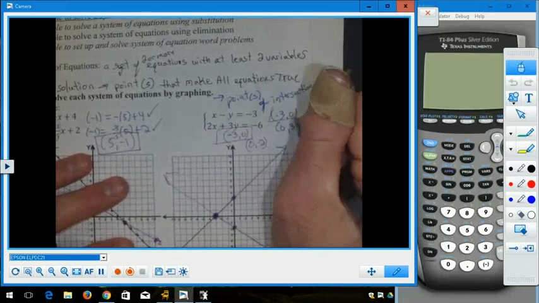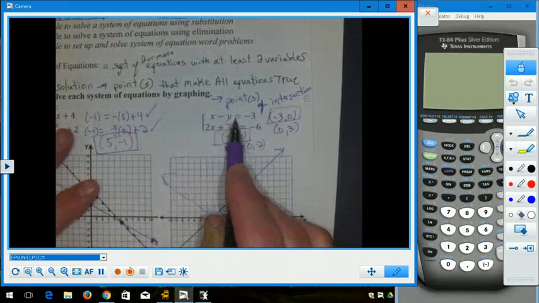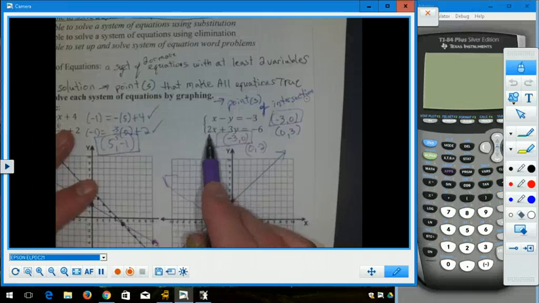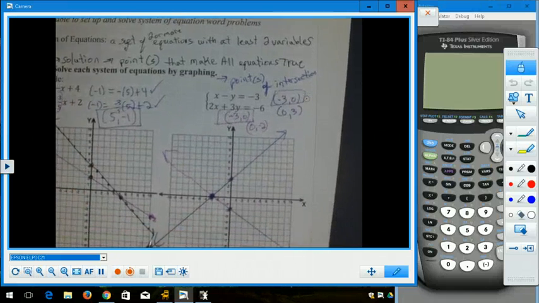It's a point on both, and if I plug it in, I know it makes it true. -3 minus 0 is -3. -6 plus 0 is -6. So we have the correct solution.